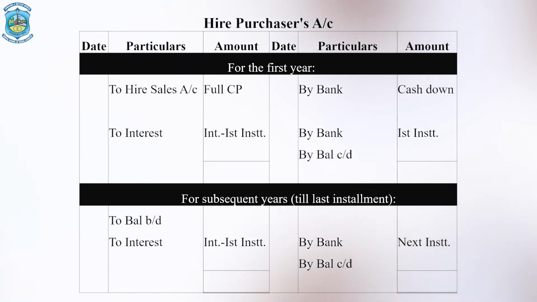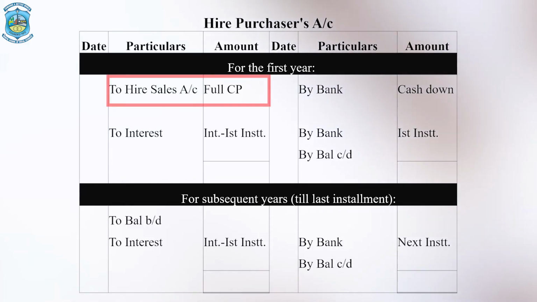debited first. So, at the time of sale, that is the date of agreement, the entry passed was hire purchaser account debited to hire sales. Therefore, in the purchaser account, on the debit side, you would make the posting of the same entry as to hire sales with the entire full cash price of the asset, alright, full cash price of the asset.